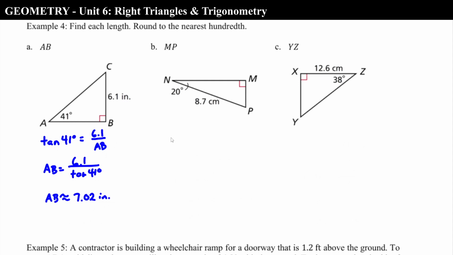All right, for MP, well, we're looking for MP. That's opposite of this angle measure that we have. We're given the hypotenuse, so we have opposite and we have hypotenuse, so our trig function is going to be sine. We're looking for sine of 20 degrees being equal to opposite, which is MP, over hypotenuse, which is 8.7. Multiply each side by 8.7, so you have 8.7 sine of 20. And you find that MP is approximately, when you put it in your calculator, 2.98 centimeters.